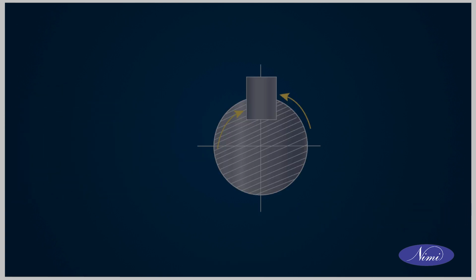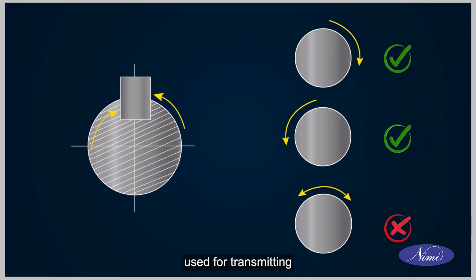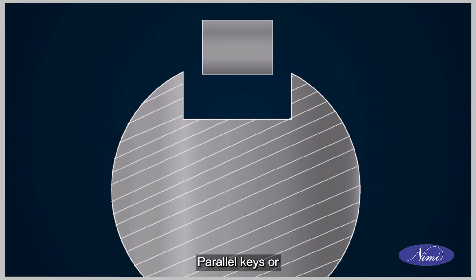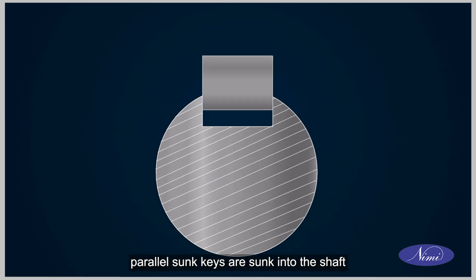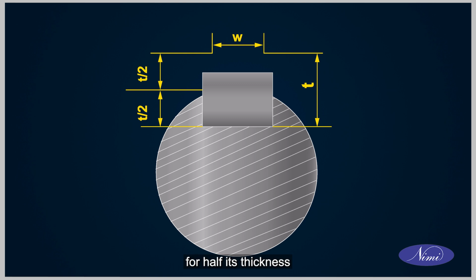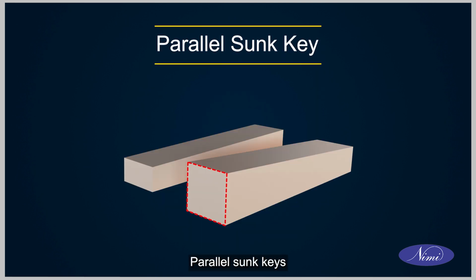Parallel key. This is the most commonly used key used for transmitting unidirectional torque. Parallel keys or parallel sunk keys are sunk into the shaft for half its thickness. Parallel sunk keys can either be rectangular or square sections with or without taper.